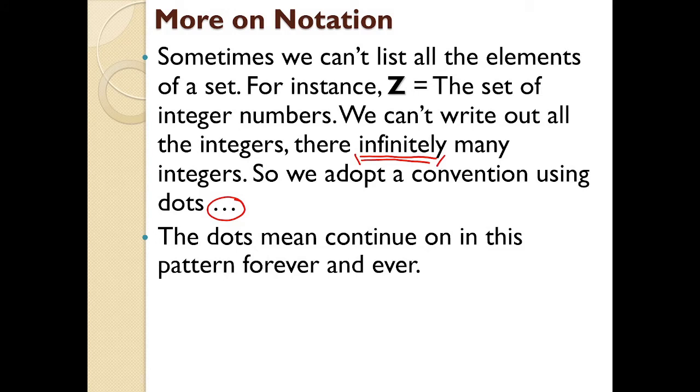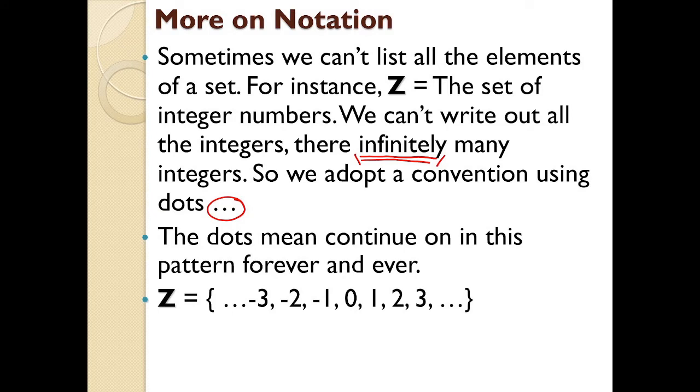Okay. So again, the 3 dots mean infinite. It is continuous. The dots continue on this pattern forever and ever. Okay, this is the set now.